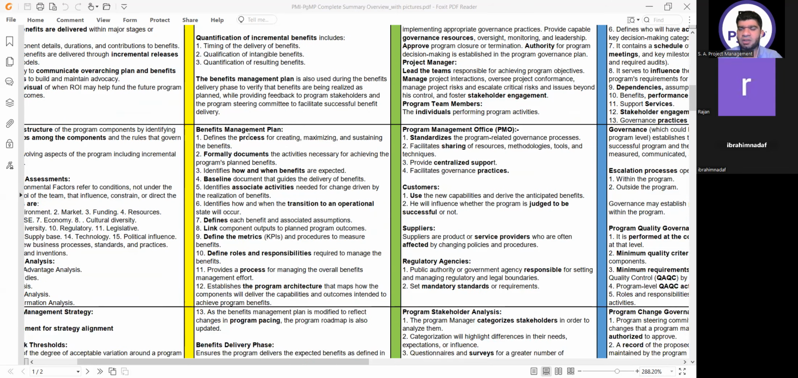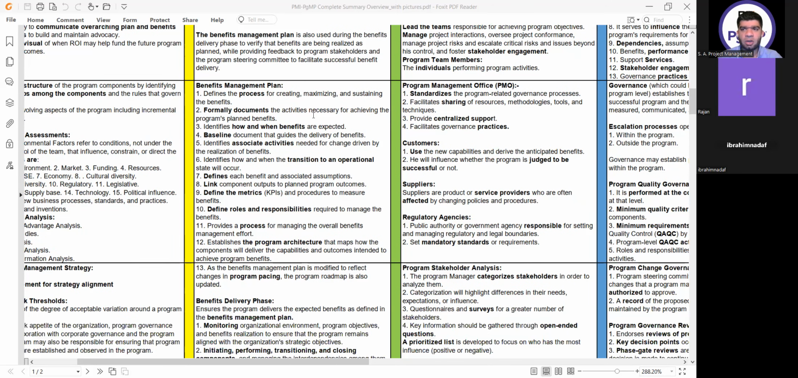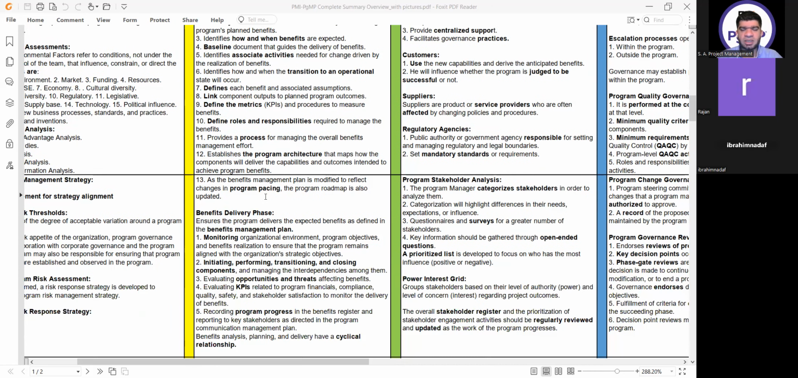Okay, then we have the benefits management plan. It has some key documents that we can go through. It defines the processes, formally documents the activities, how and when benefits are to be expected, the baseline document that guides the delivery of benefits, identifies associated activities, transition to an operational state. Then we have KPIs, roles and responsibilities and everything.